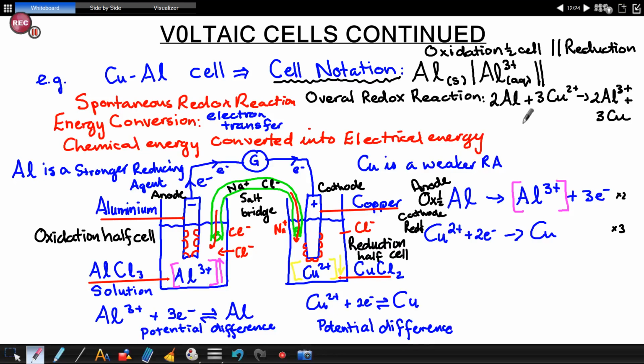and then it's in contact with the reduction half cell. And what happens in the reduction half cell? Copper 2+ is reduced to copper. So here I write copper aqueous 2+, and a line between the electrode and the electrolyte. So Cu solid. So that is the cell notation for the copper aluminium cell.